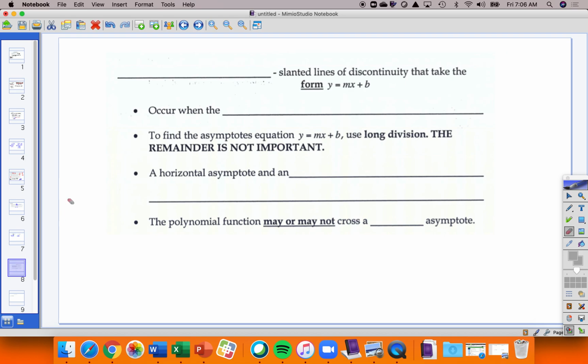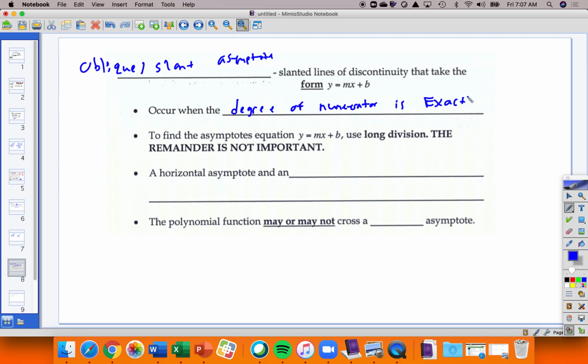And the third kind of asymptote, you might hear it called an oblique or a slant asymptote. These are slanted lines of discontinuity, and they only occur when the degree of the numerator is exactly 1 bigger than the denominator.